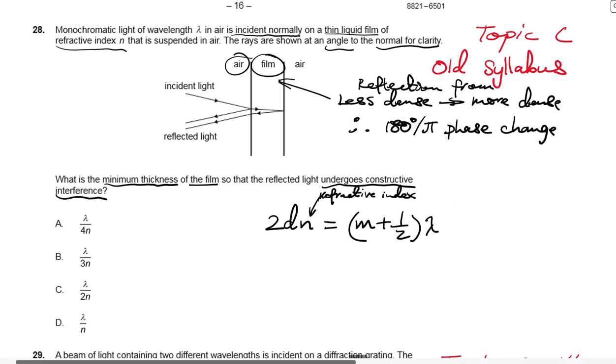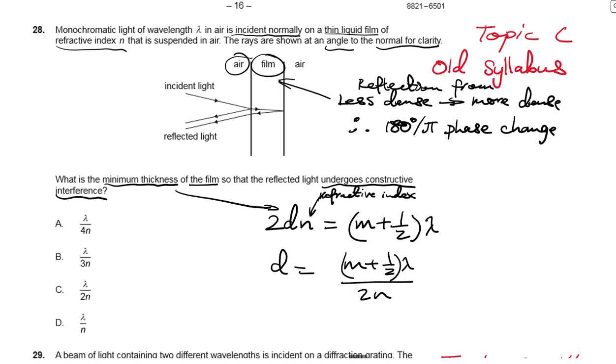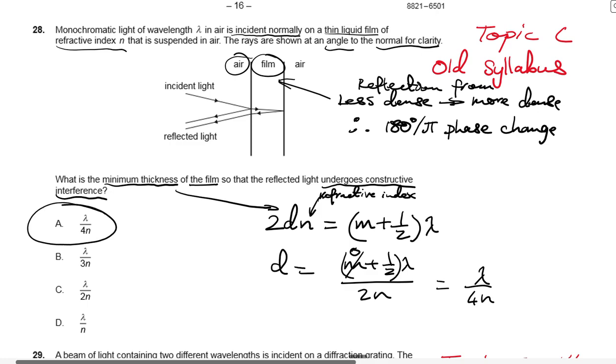And so this is for constructive interference, and what we would have is the minimum thickness. This is our thickness, d. So d is equal to m plus a half, lambda over 2n. And if we want to find the minimum, we just put in 0, and we get lambda over 4n, and that is there. Our answer is A.